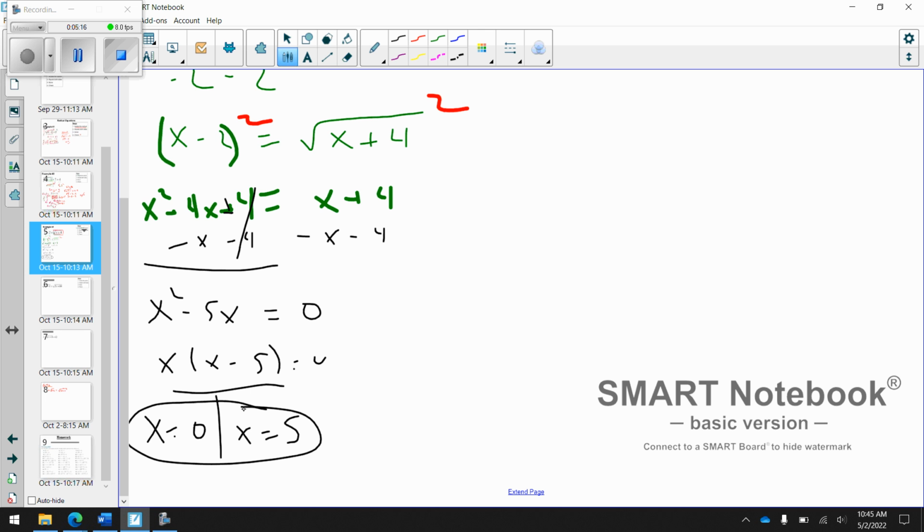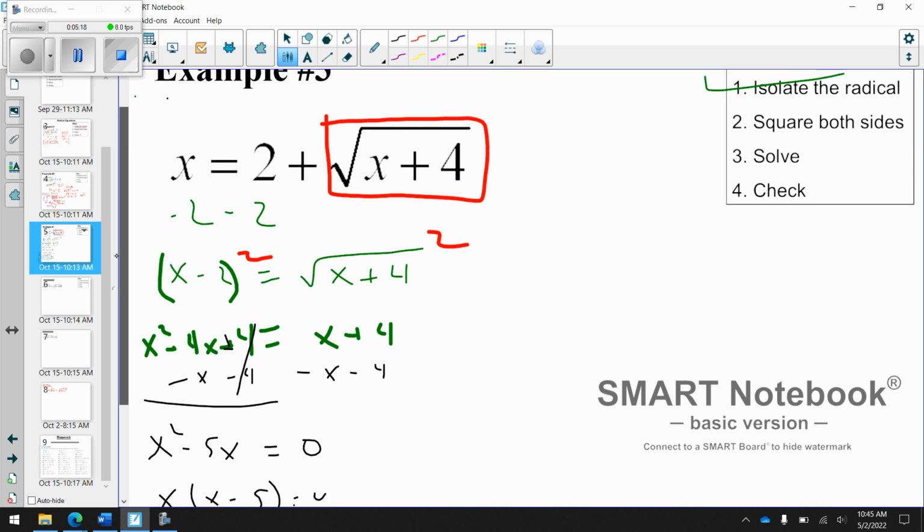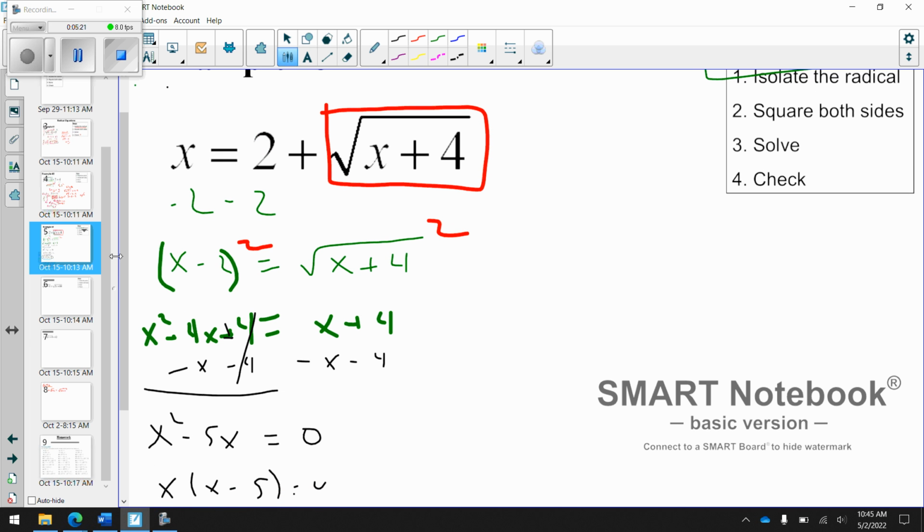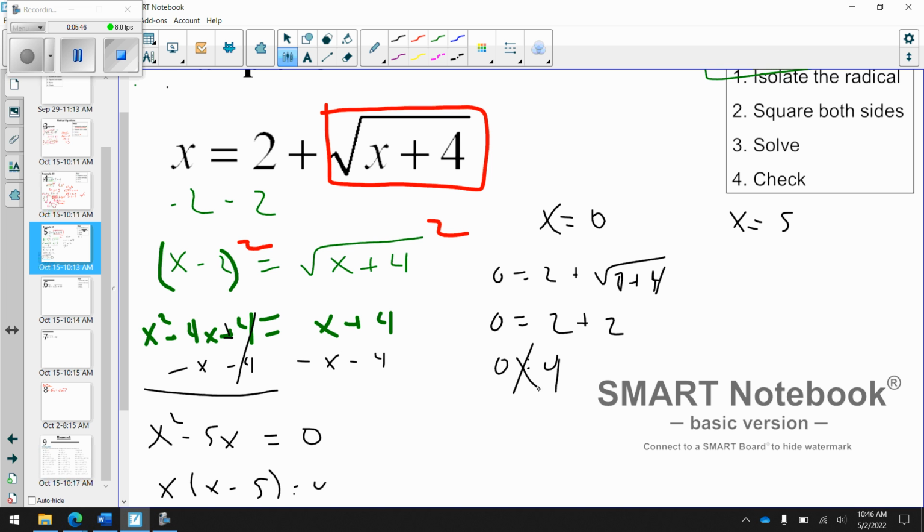I must check them in the original. So let's see, 0 and 5. All right, so ready. 0 equals 2 plus the square root of 0 plus 4. The square root of 4 is 2. 2 plus 2 is 4. No. So 0 gets thrown out.